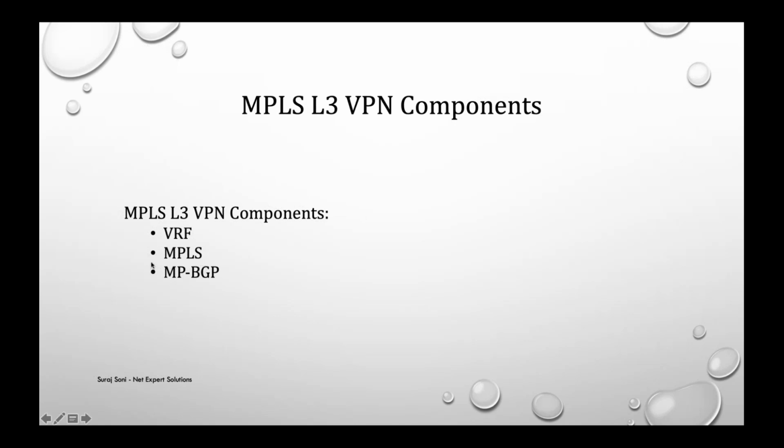Then we use MPLS, multi-protocol label switching. MPLS is the underlay, which will be used for label switching. And then we'll use MPBGP as the overlay, which will forward our VRF-enabled, L3 VPN-enabled packets, I should say, from one side to the other.